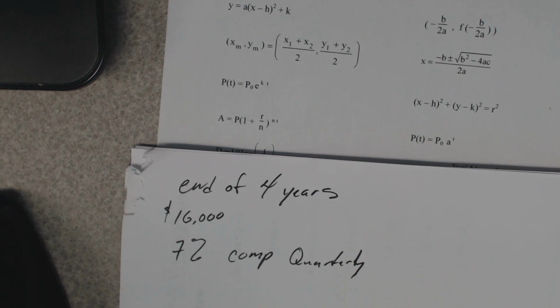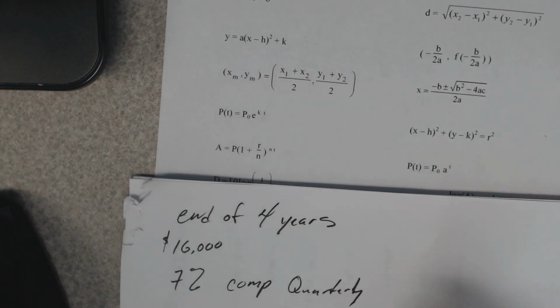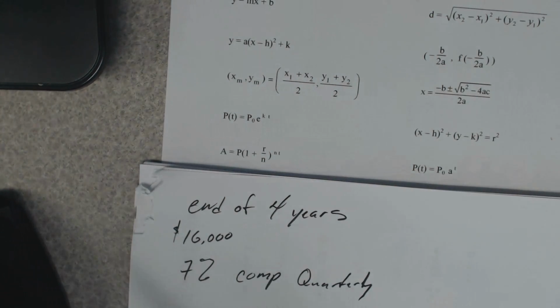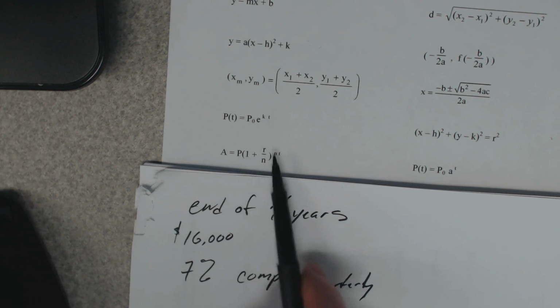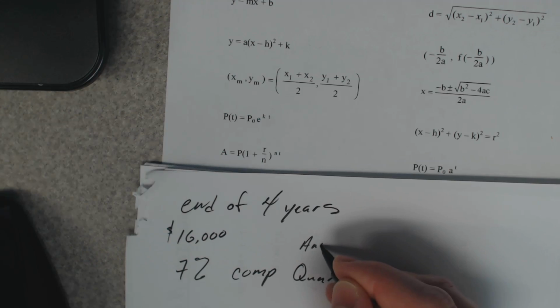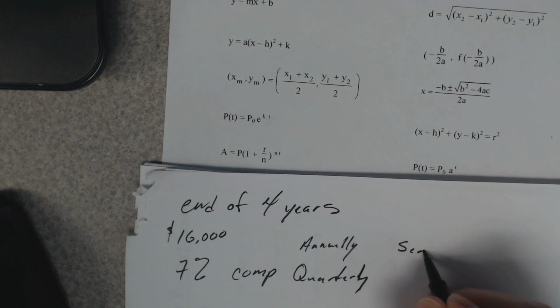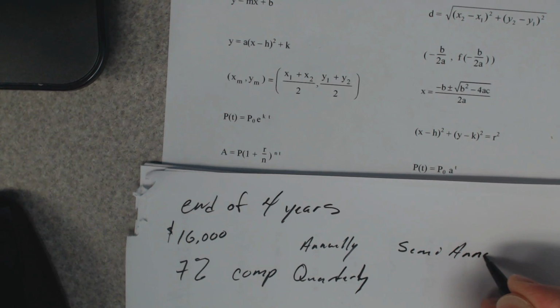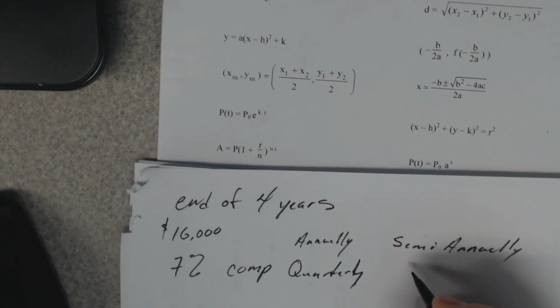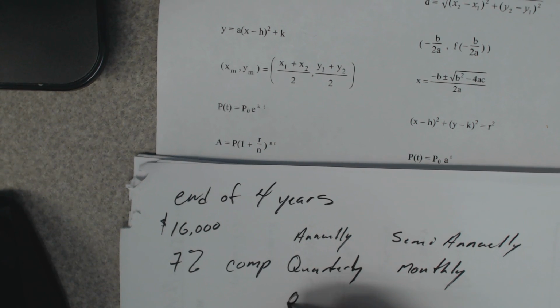Okay, so I'm not going to explain why this works. If you want to know where this formula comes from and why it works, what compounding interest is, you can click the link. I've got a video that explains this. But if it says compounded quarterly, there's annually, semi-annually, quarterly, monthly, and daily.